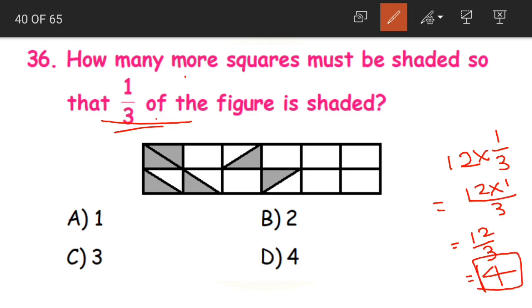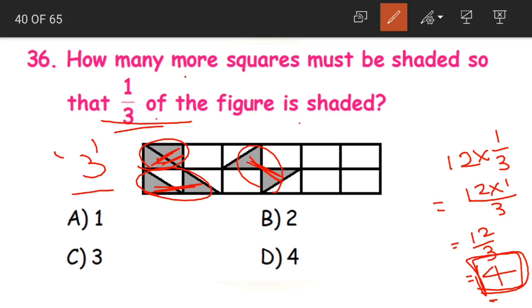Our target is 4. Now let us count how many squares are actually shaded. This will be one complete square. This two will make another complete square and this will make another complete square. How many complete squares are shaded? 1, 2 and 3. Only 3 squares are shaded, but to make 1/3 of the figure shaded, we need to have 4 shaded squares.